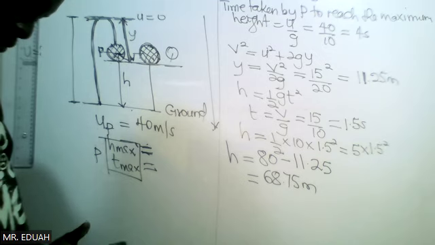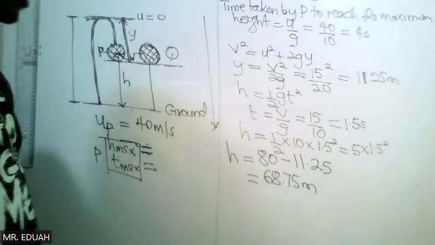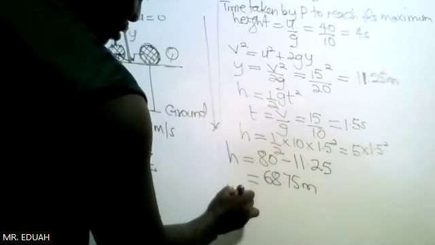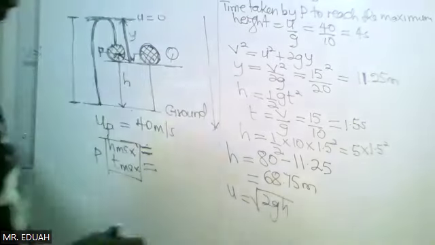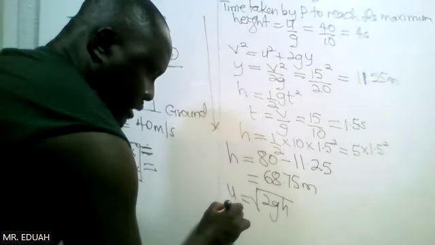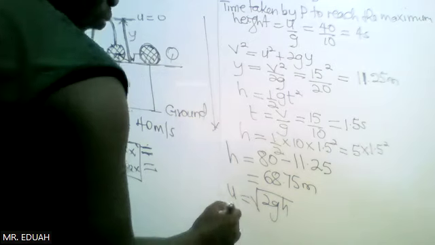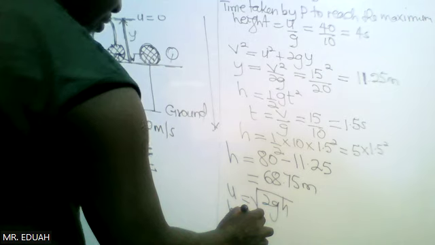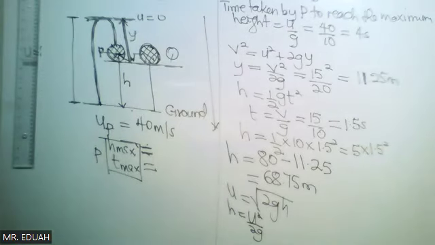Sir, please, U is equal to square root of 2gh. And this is coming from the formula H is equal to U squared over 2g.